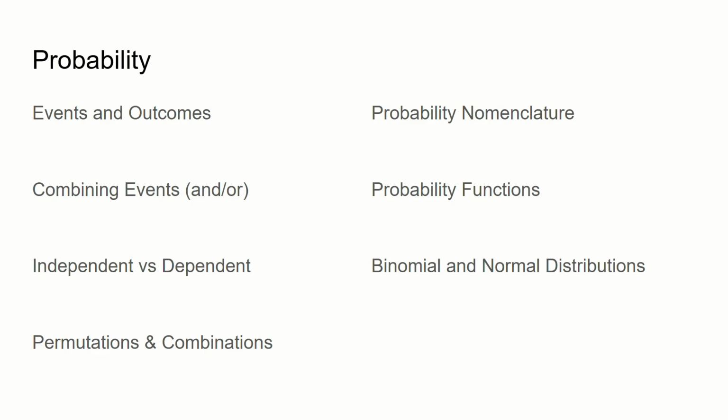Today I will be introducing probability. So first I'll cover what events and outcomes are, and then I'll discuss how to combine events using and or. Then I'll talk about independent versus dependent events, then permutations and combinations, then some probability nomenclature, then some probability functions, and finally binomial and normal distributions.